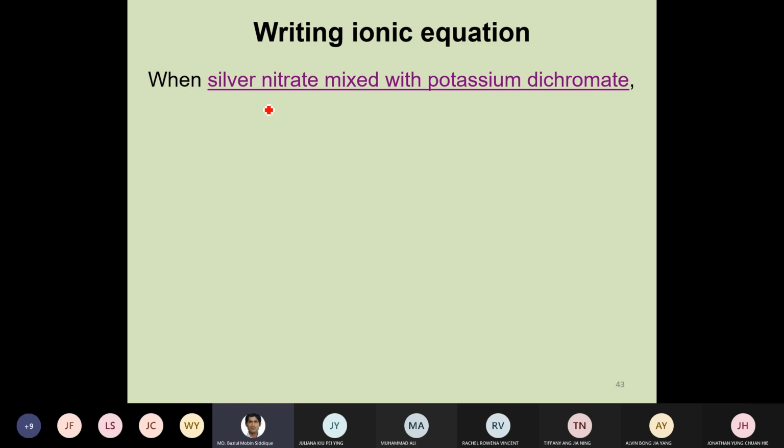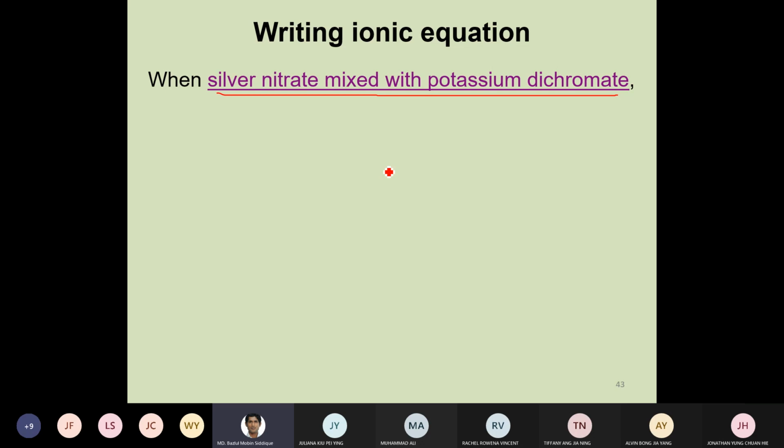And if you have time, or if you want, you can go to this link and see how silver nitrate is mixed with potassium dichromate, and what is happening.